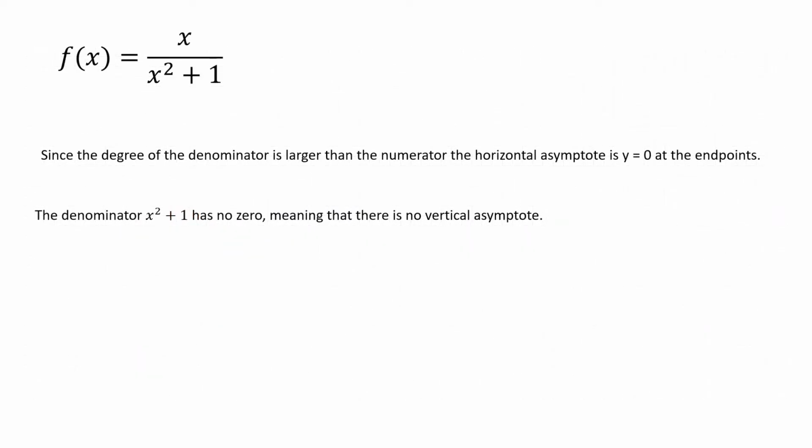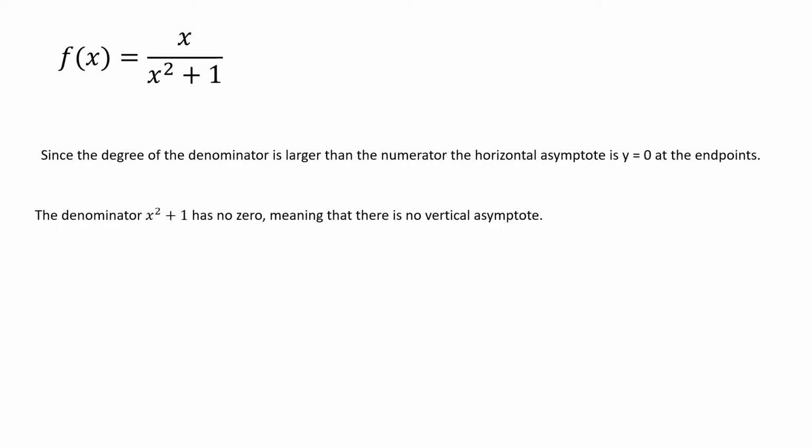For the asymptotes, we analyze f(x) to see what the horizontal and vertical asymptotes are. Since the degree of the denominator is larger than the numerator, because the denominator degree is 2 and the numerator degree is 1, we know that the horizontal asymptote is y = 0. When x approaches infinity, if we take the limit, it would be equal to 0, for both positive and negative infinity.